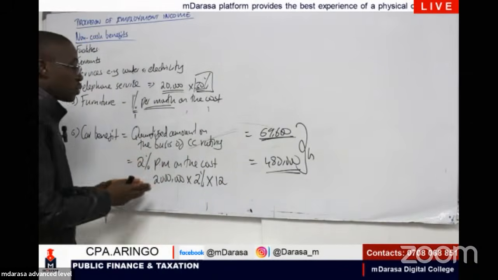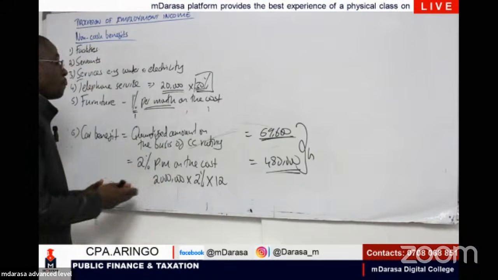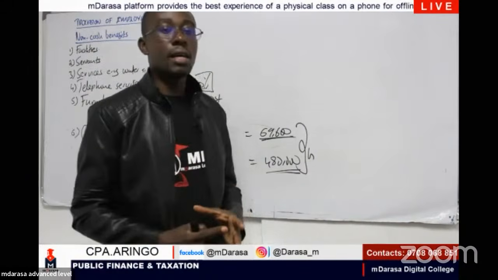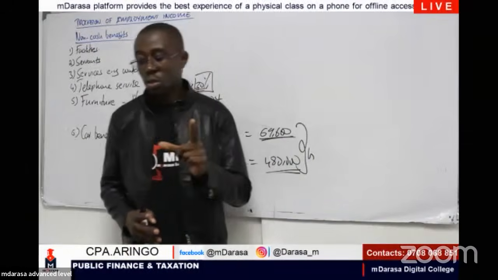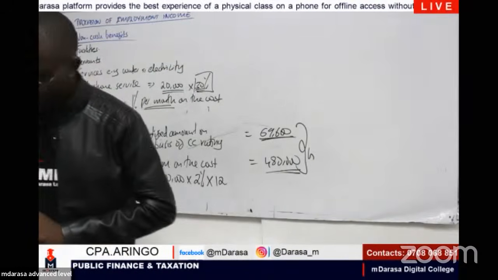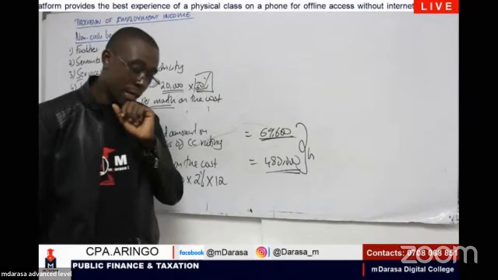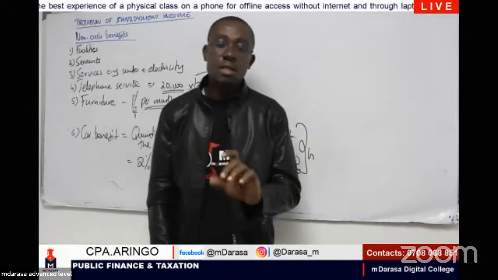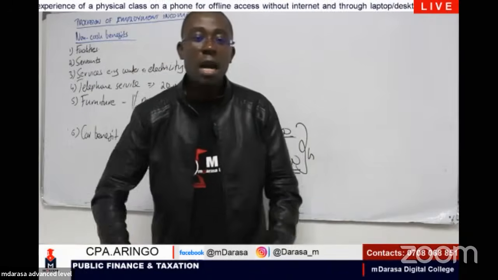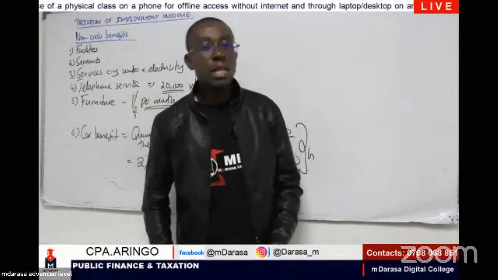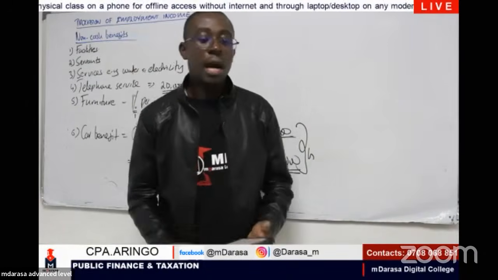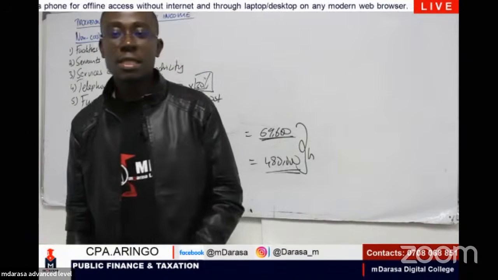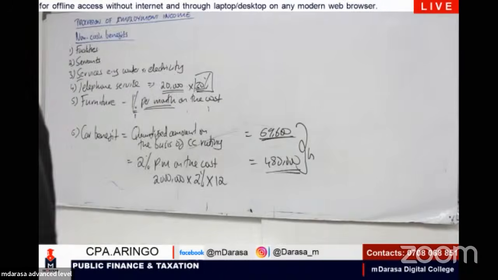The quantified amount on the basis of CC rating, you compare with the 2% per month on the cost. So whichever is higher is what you are going to take as our benefit. But the question will arise, my good students, what if this car is not purchased? What if I have hired this car, or maybe this car is leased? How then are we supposed to compute the benefit of this employee?